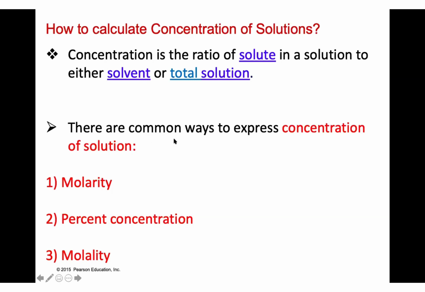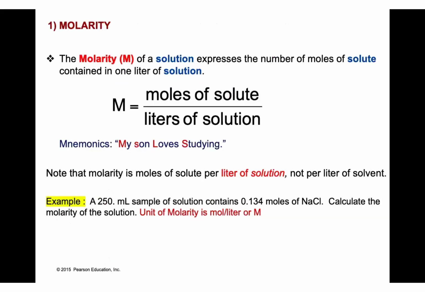So there are three common ways to express concentration. One is molarity, one is percent concentration, and one is molality. So let's start with molarity. Molarity is identified as capital M. Also, the unit of it is shown by capital M.